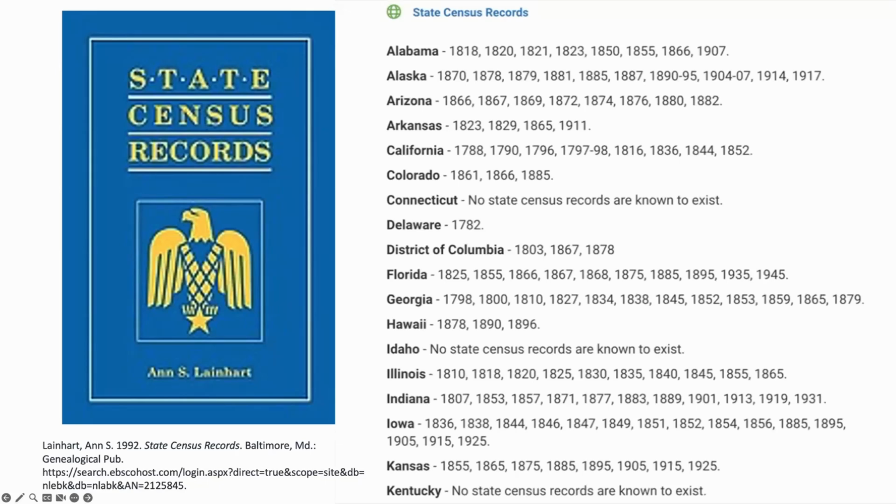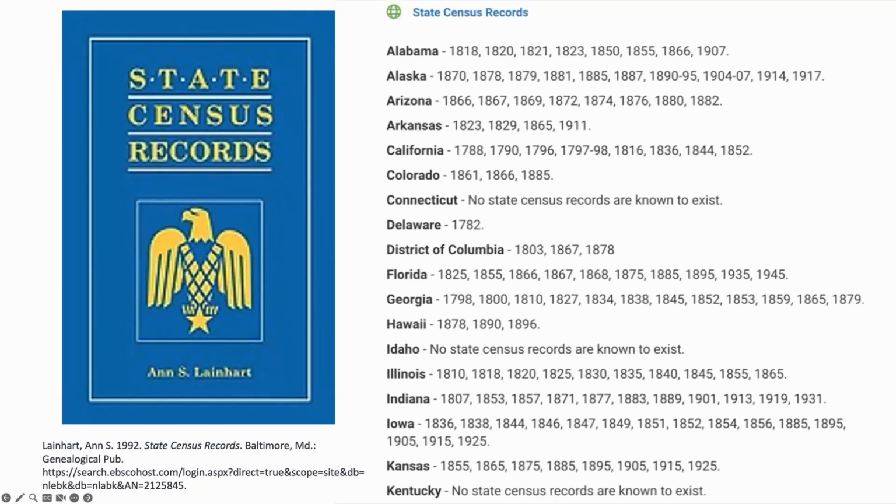A book that was published years ago about genealogical records is just as valuable today as it was when it was published. Because how did the historical records change? None of them changed. Now, what we're looking at here is a list of the years for state censuses in all of these states.